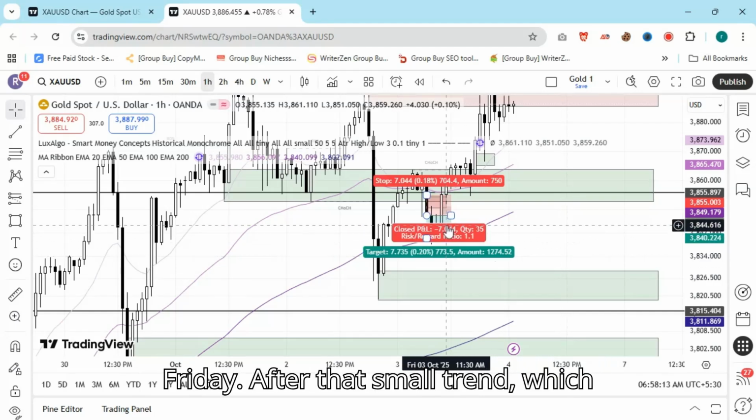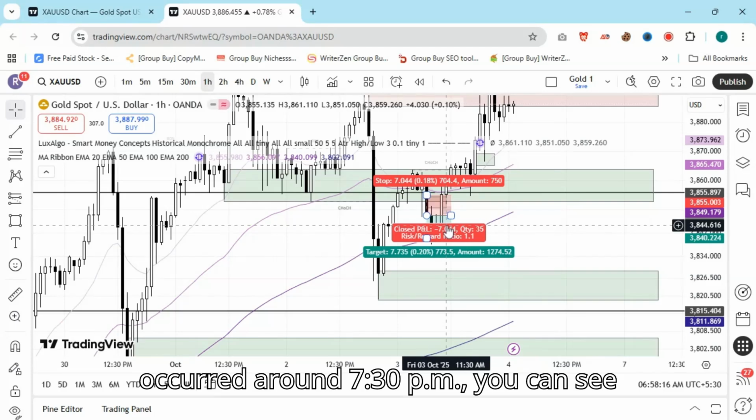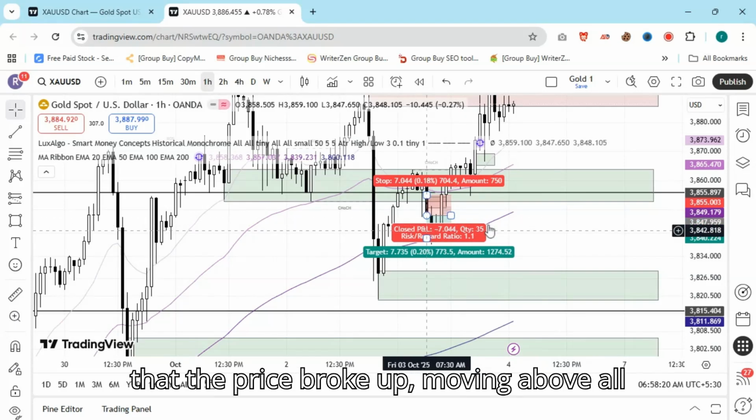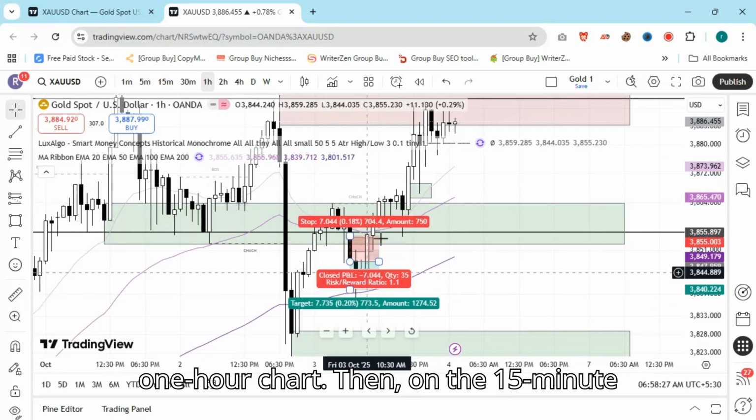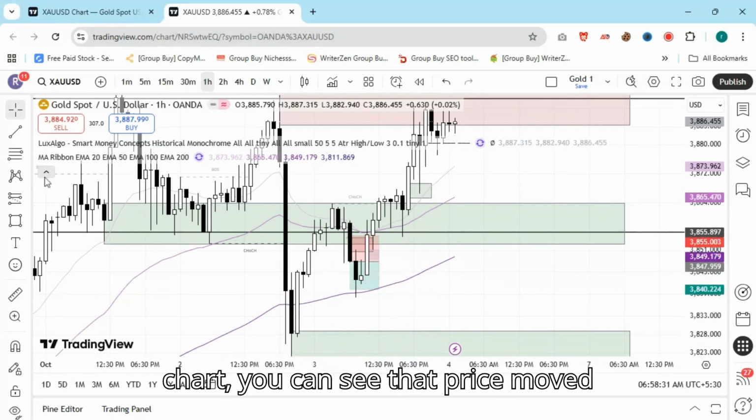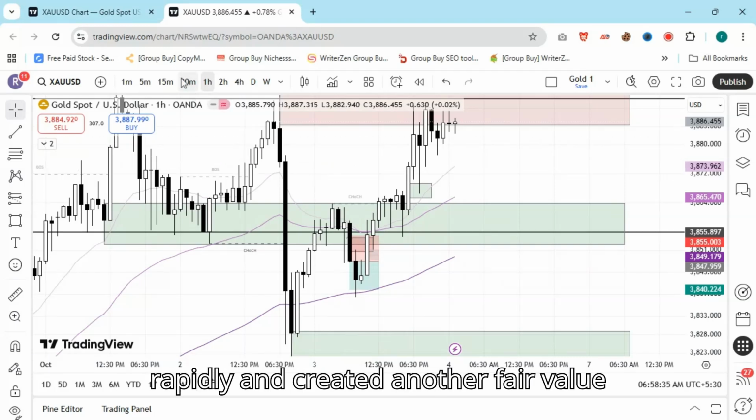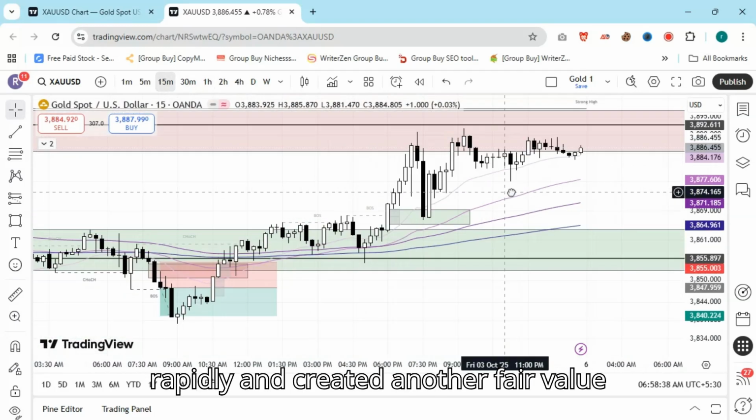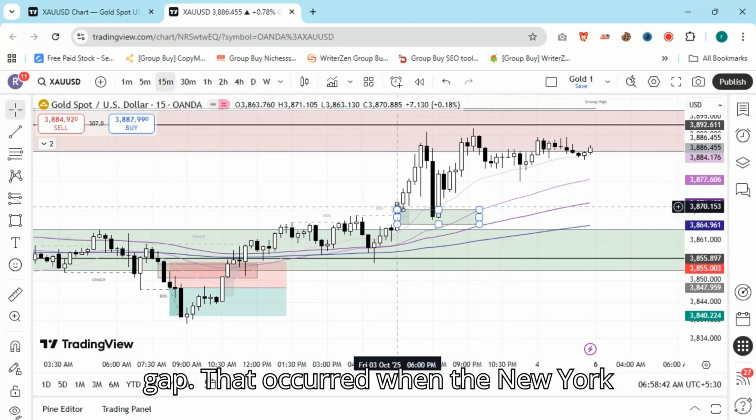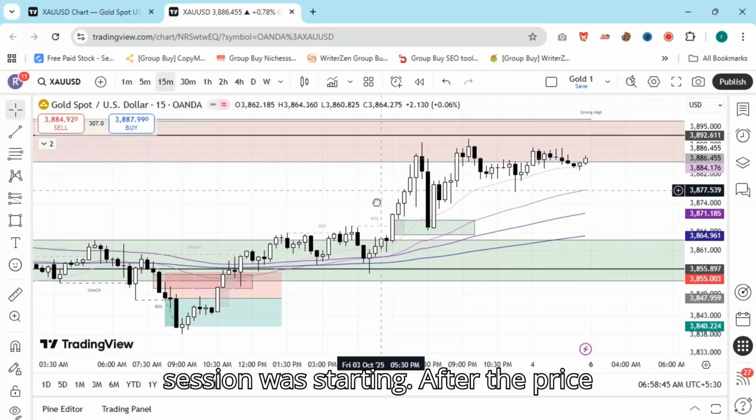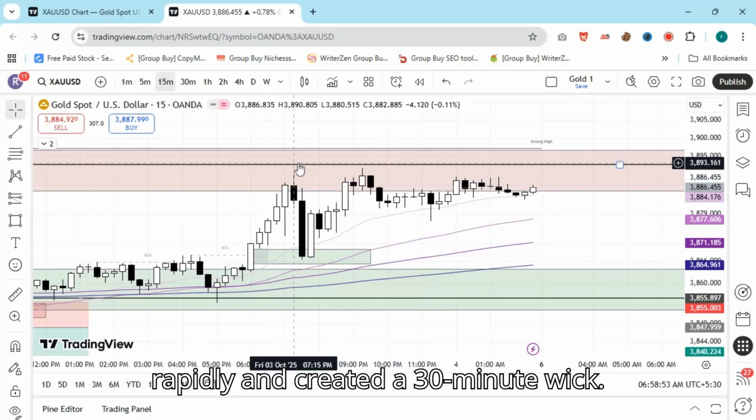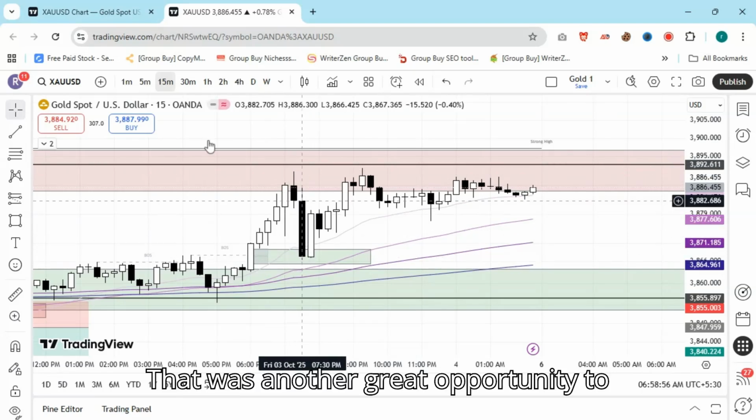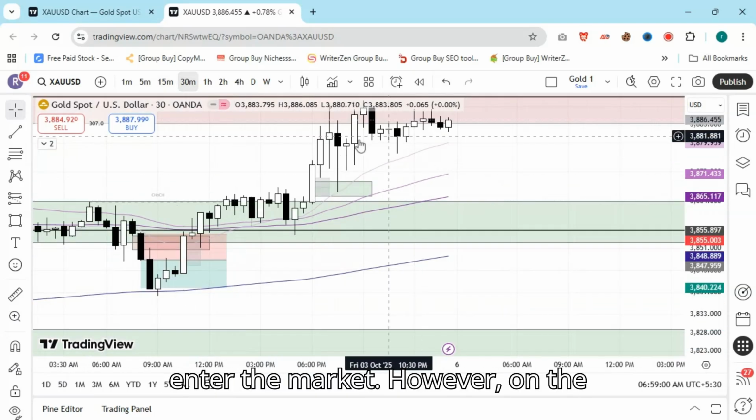After that small trend, which occurred around 7:30 p.m., you can see that the price broke up, moving above all the exponential moving averages on the 1-hour chart. Then, on the 15-minute chart, you can see that price moved rapidly and created another fair value gap. That occurred when the New York session was starting. After the price hit that marked sell zone, it dropped rapidly and created a 30-minute wick. That was another great opportunity to enter the market.